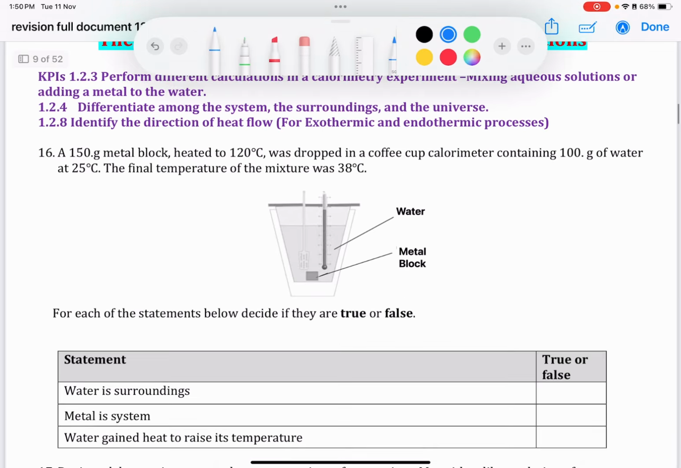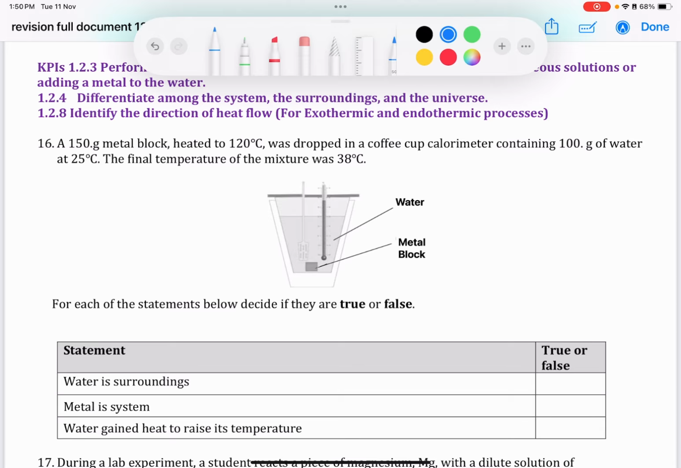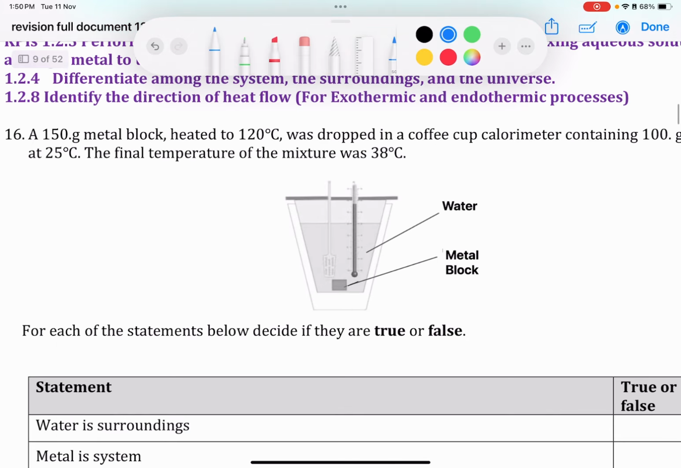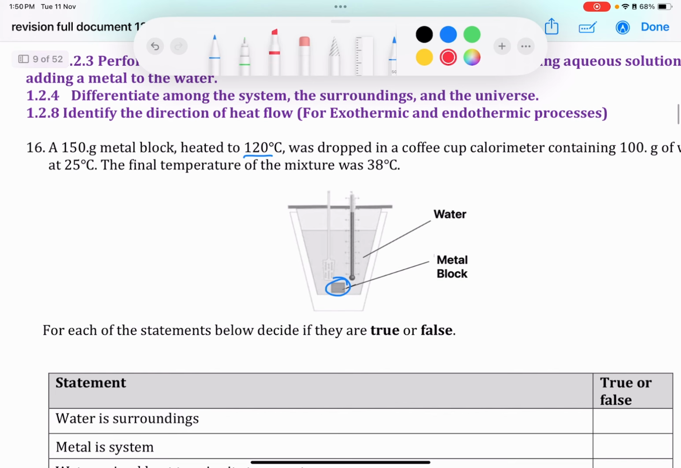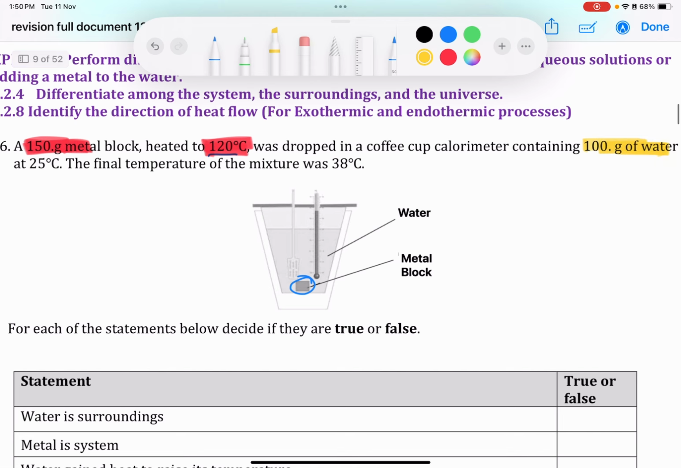Next, a 150 gram metal block is heated to 120 degrees Celsius, then dropped in a coffee cup calorimeter. The coffee cup calorimeter contains 100 grams of water at 25 degrees Celsius. That's the temperature of water. Now, after they transfer their heat, their final temperature is 38.